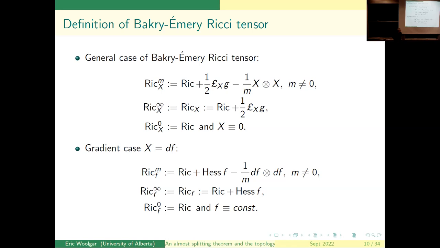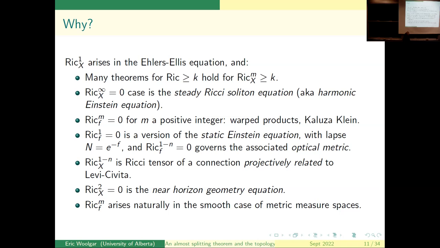The gradient case is perhaps familiar to those from the metric measure theory side of things, because when X is a gradient, I can rewrite that Lie derivative as a Hessian of a function, and that function can be the density with respect to a reference measure. If you have a reference measure and the Riemannian measure, the relation between them is one is e to the f times the other. So this curvature tensor is natural in that setting. So why? Well, in my case, because of the Ehlers-Ellis equation.